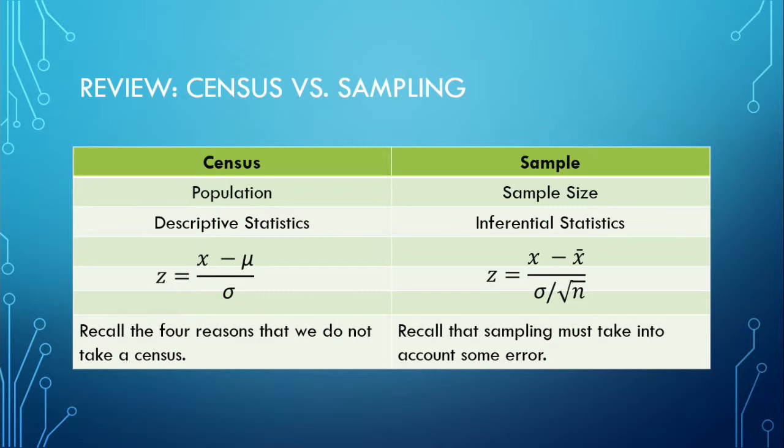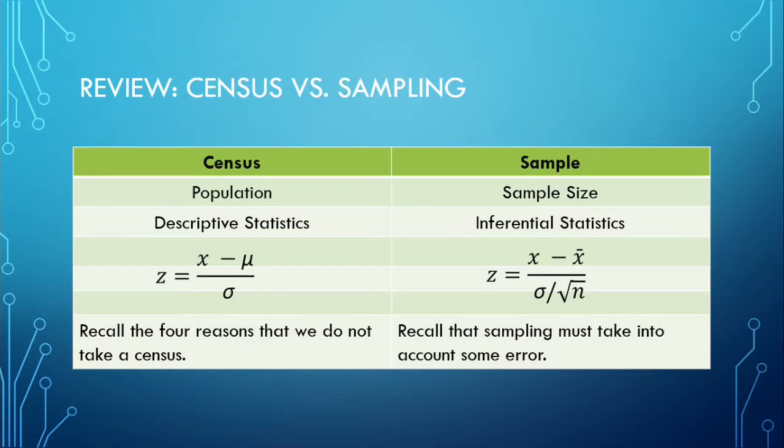Now, those reasons were, again, the size of the population, our control and error, which means we can have a destructive amount of data, it can be too time consuming, and it can cost too much money.